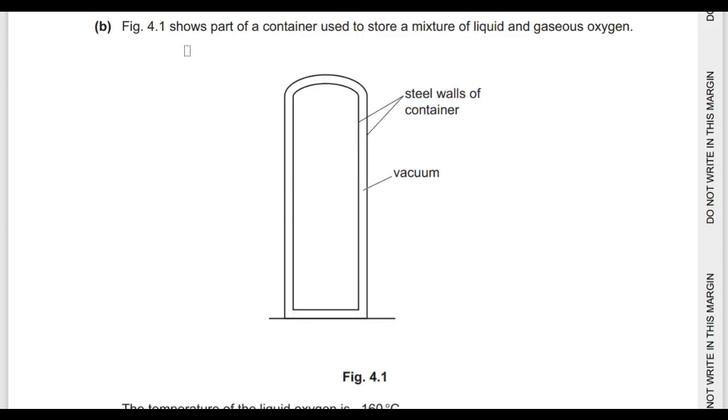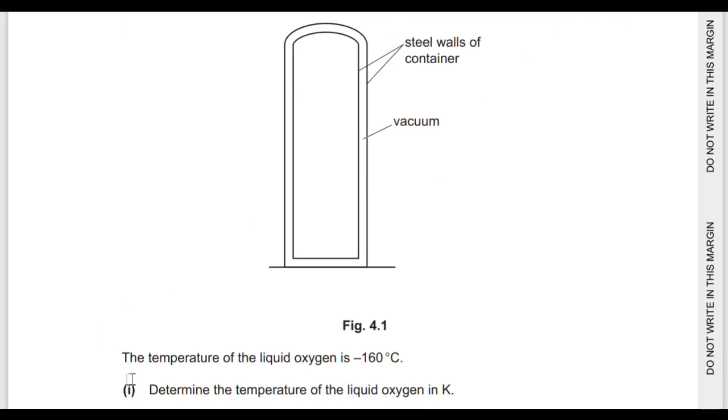B part says figure 4.1 shows a part of container used to store a mixture of liquid and gaseous oxygen. So the temperature of liquid oxygen is negative 160 degrees Celsius. Determine the temperature of liquid oxygen in Kelvin. So we have liquid and gaseous oxygen filled in there, and the temperature of this liquid oxygen is negative 160 degrees Celsius, and we need to convert it into Kelvin.